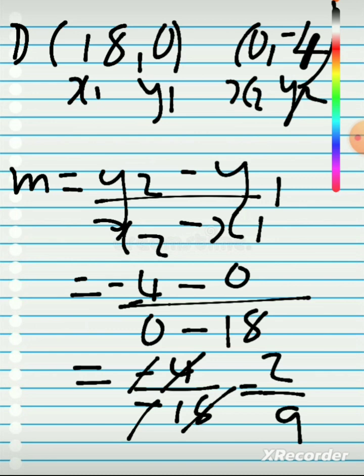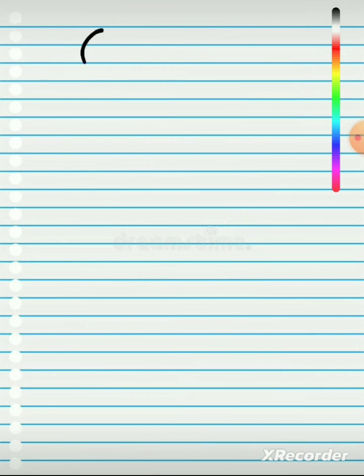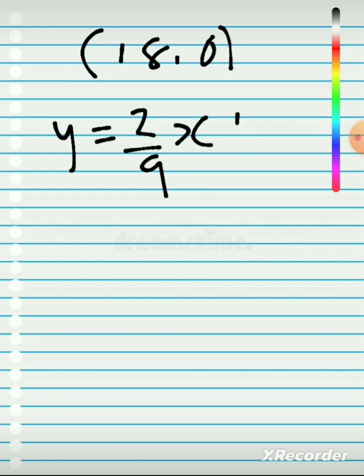Okay, so our equation will be y is equal to 2 over 9x plus c. The job is to find c. So how do we find c? We have to pick either this or this. I'll pick this. I don't like negative numbers, so I'll pick 18 comma 0. So we have picked 18 comma 0, right? So we have y is equal to 2 over 9 x plus c.